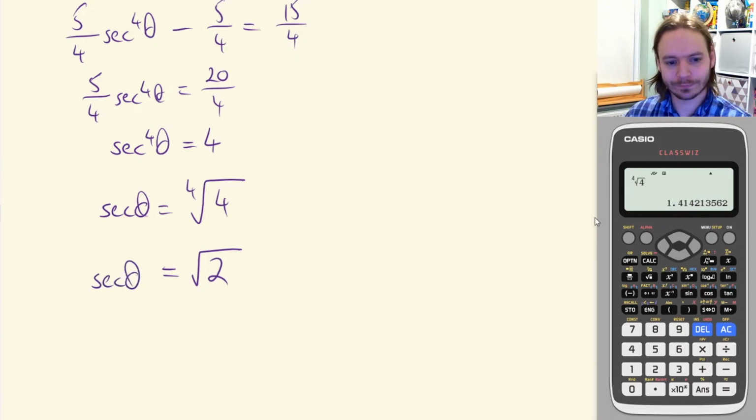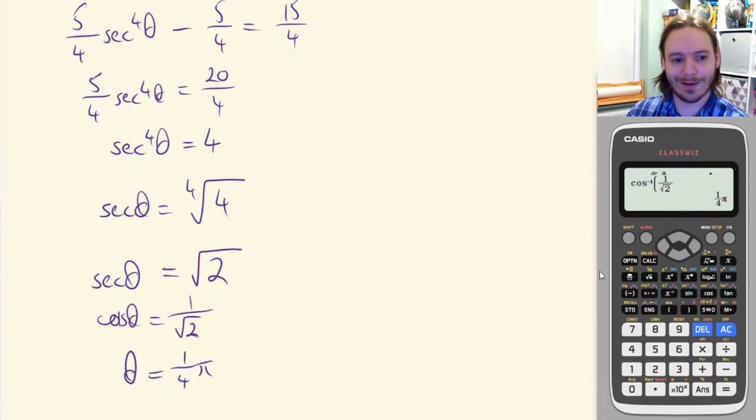Final little thing. This is sec theta is root 2. Well, that means that cos theta is 1 over root 2 because it's the reciprocal. And if you remember it, that's great. If you don't remember it, I can just inverse cos of 1 over root 2. And in this case, it will give me the exact answer because it's doing a fairly simple unwinding of a trig thing. So theta must be 1/4 of pi.